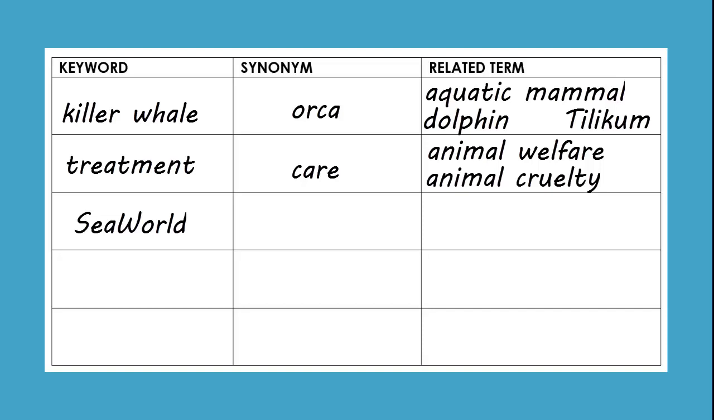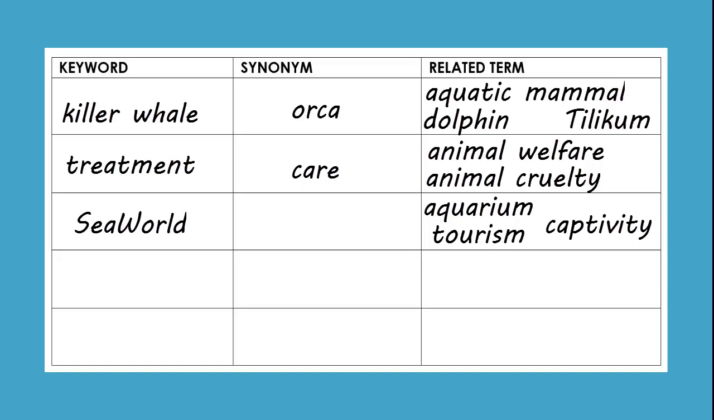Finally, I'll do the same thing for SeaWorld. It's a specific location, so it doesn't really have any synonyms. But I can go broader. SeaWorld is an aquarium, so I'll put the word aquarium as a related term. It's also a tourist attraction, so I'll add tourism. If I'm interested in killer whales being kept in an aquarium, then I'm interested in animals in captivity, so I'll add the word captivity too. SeaWorld's already pretty specific, so I'm not going to worry about identifying more specific terms right now.